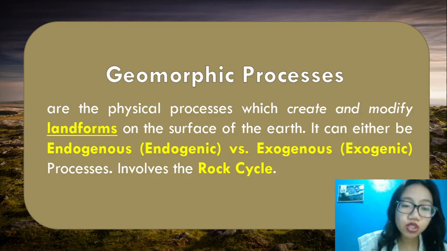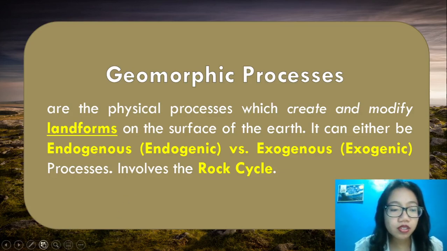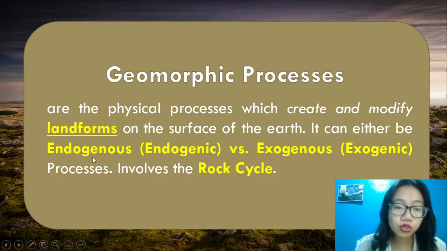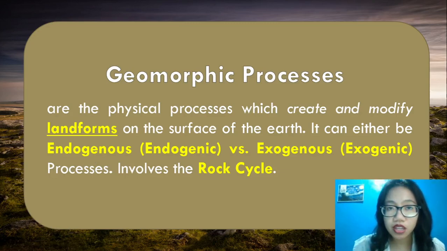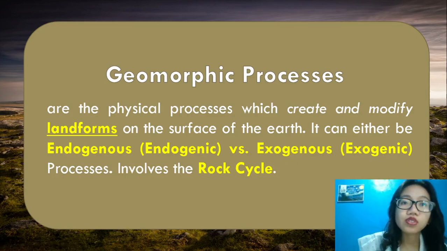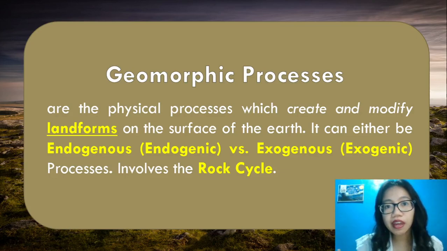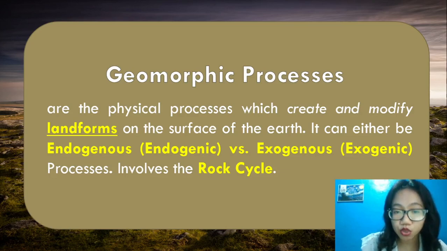It can either be endogenous, also called endogenic, versus exogenous or exogenic processes. So as you can infer from the words here, we have two types of geomorphic processes. You have endogenous, which means it happens underneath the surface of the Earth. So plate tectonics and magma formation are part of the endogenous process, and then exogenous processes are the ones that are happening here on the surface. So you will learn that weathering, erosion, oxidation, and so forth are part of the exogenous process.